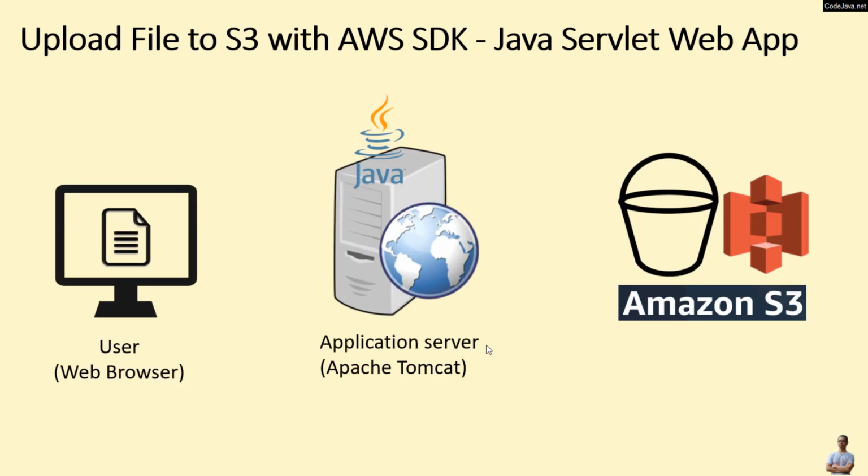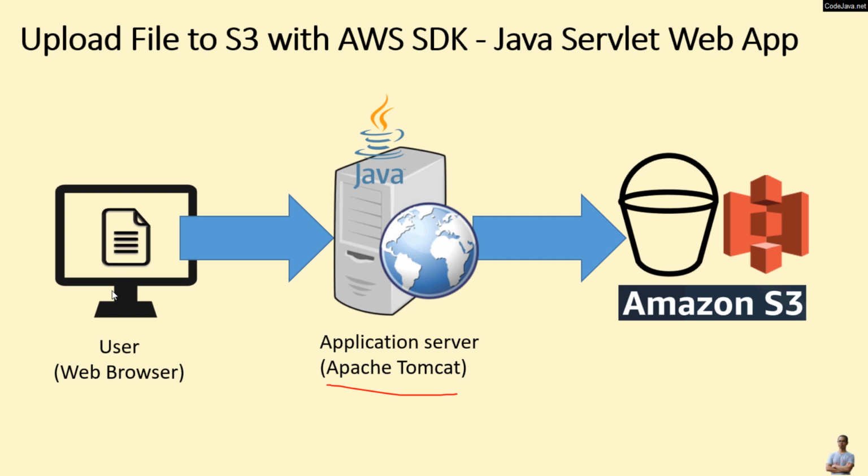Note that we will develop a Java web application running on an application server such as Apache Tomcat, and the application allows the end users using web browser to upload files from their local computer to the web server. And then the application transfers the files to a bucket on Amazon S3 server. That means the files will be uploaded two times, the first time from the user computer to the web server, and the second time from the web server to Amazon S3 server. Make sense?